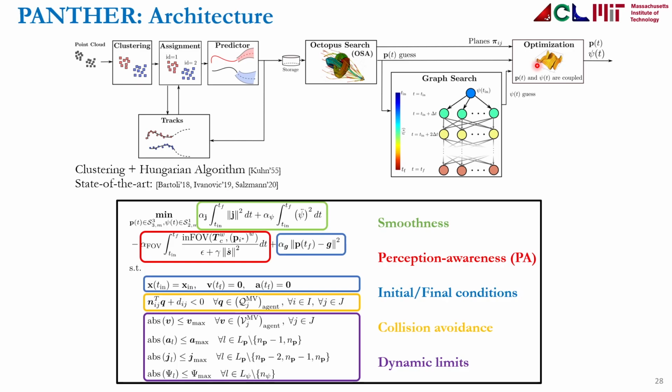So the optimization takes this form over here. We want to maximize the smoothness of the trajectory while maximizing at the same time the presence of an obstacle in the field of view and minimizing its projected velocity to minimize the blur in the image. We also have initial and final conditions, these collision avoidance constraints, and then these dynamic limits.